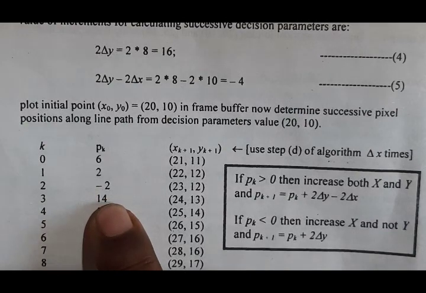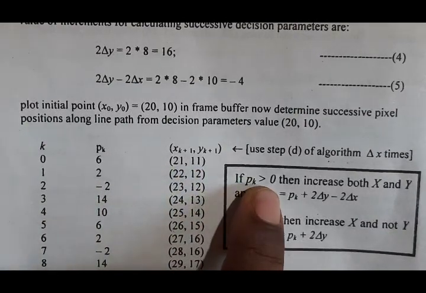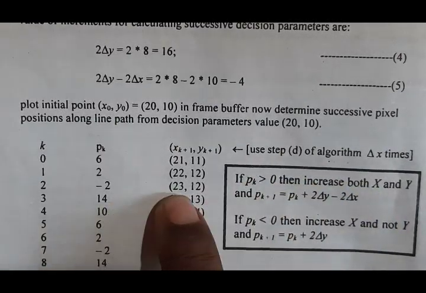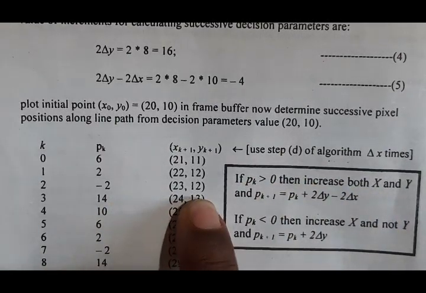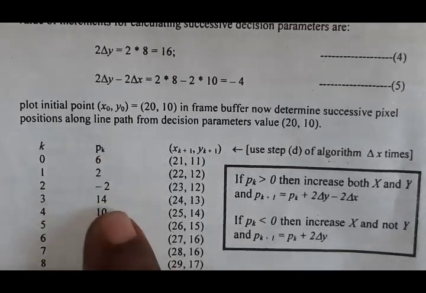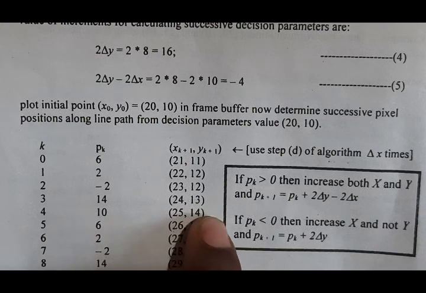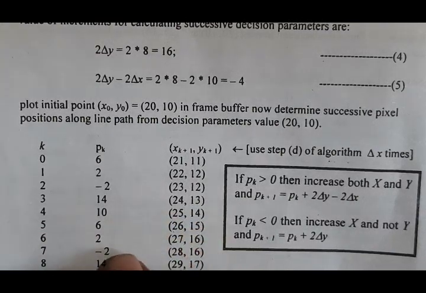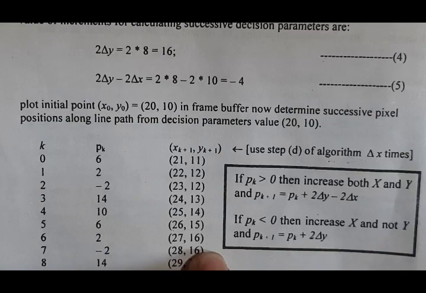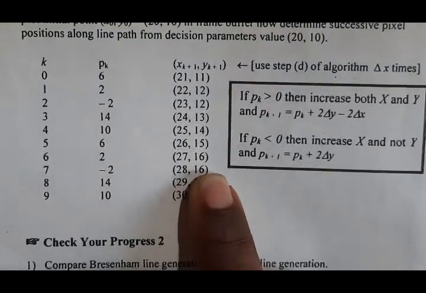And this plus 14 is more than 0, so increase x and y. If it is positive, you have to increment both. Simple. Wherever a positive pk value comes, you have to increment both x and y. If pk is negative, then you have to increase x but not y. You have to write the previous y value only. Like this you have to continue.